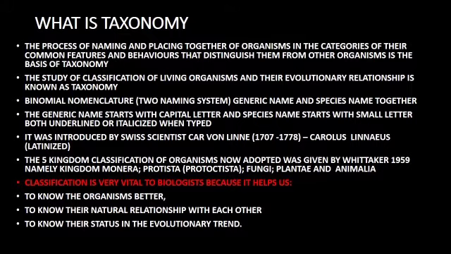The 5 kingdom classification of organisms, which we are going to be talking about, was given by Whittaker, another scientist, in 1959. And what are these kingdoms that were given? He gave the kingdom Monera, the kingdom Protista or Protoctista, the kingdom Fungi, the kingdom Plantae, and finally the kingdom Animalia.